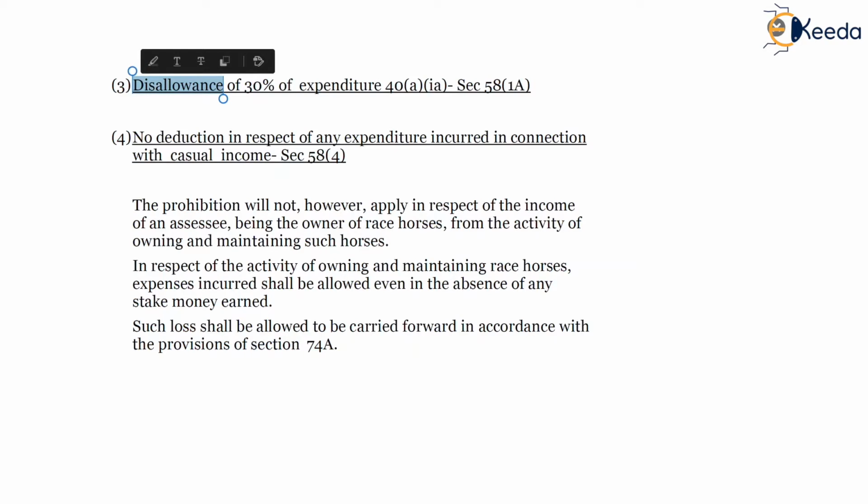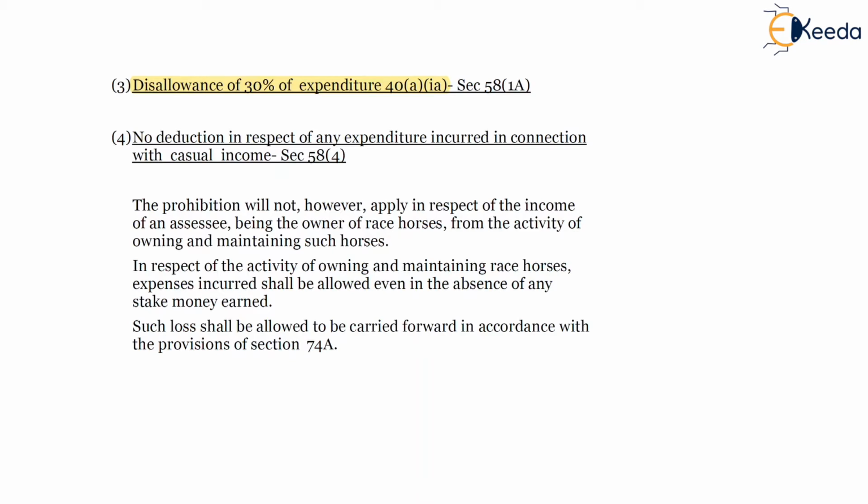Disallowance of 30% expenditure in case of 40A(1)(a), which is nothing but disallowance of expenditure where expenditure is paid to a resident and applicable TDS has not been deducted and paid to the government authorities. In such a scenario, in the case of 40A(1)(a), the expenditure was disallowed to the extent of 30%. 70% was allowed and 30% will be allowed at a later point of time when taxes are deducted and paid to the government of India before filing of return of income.